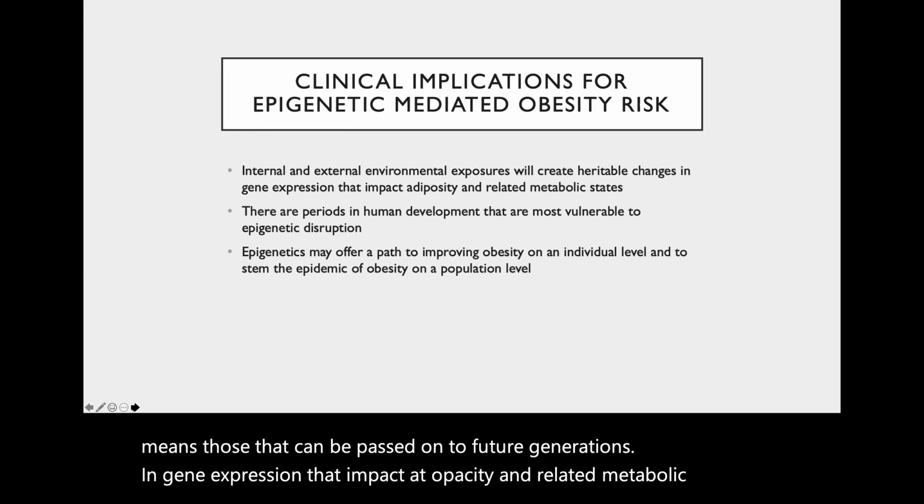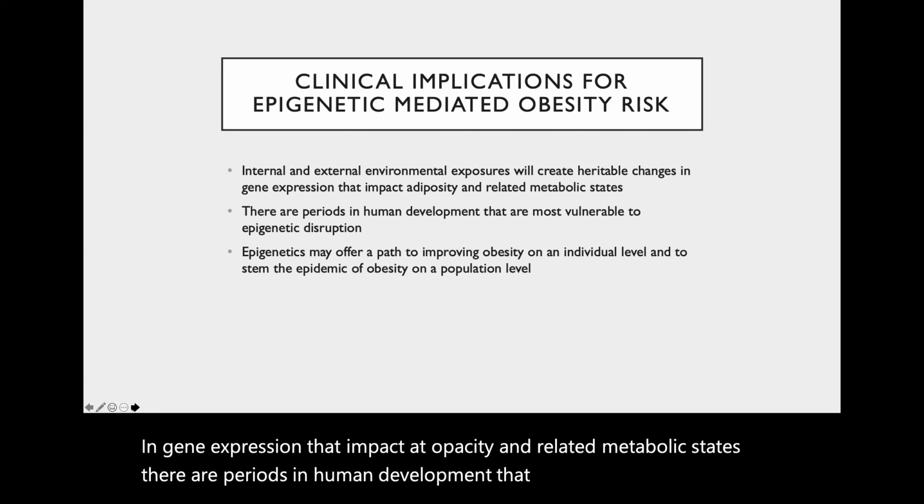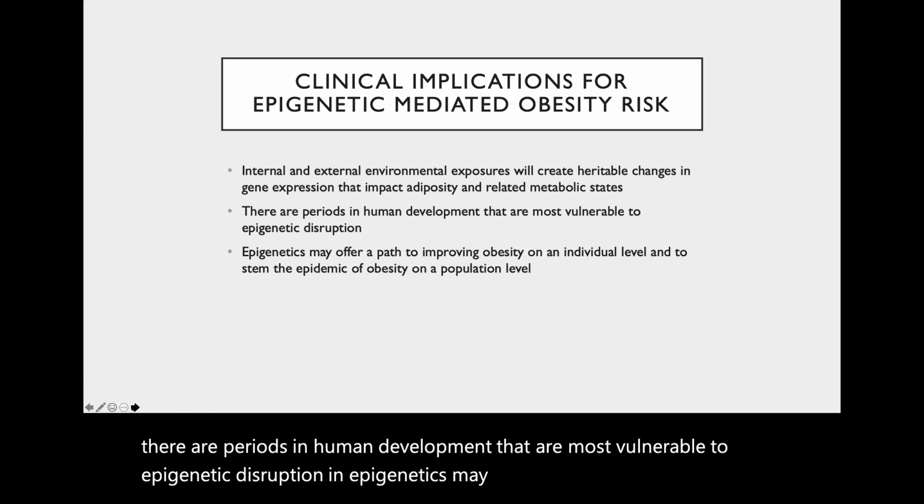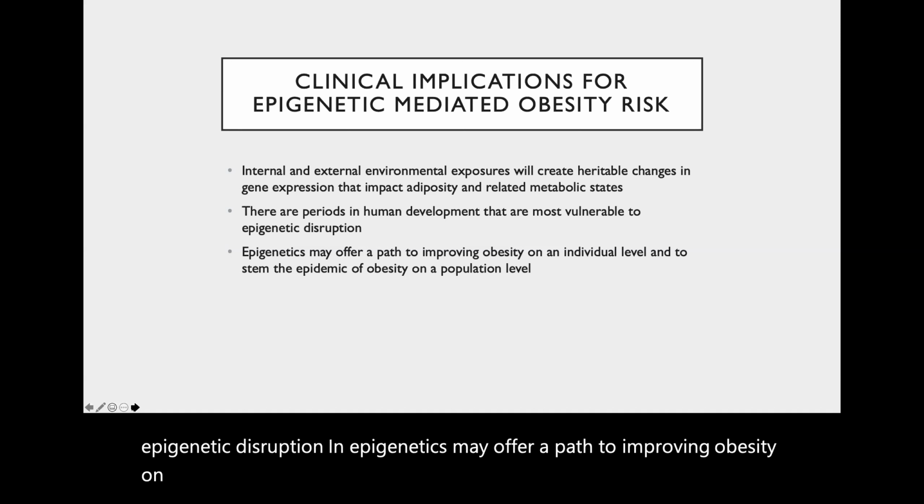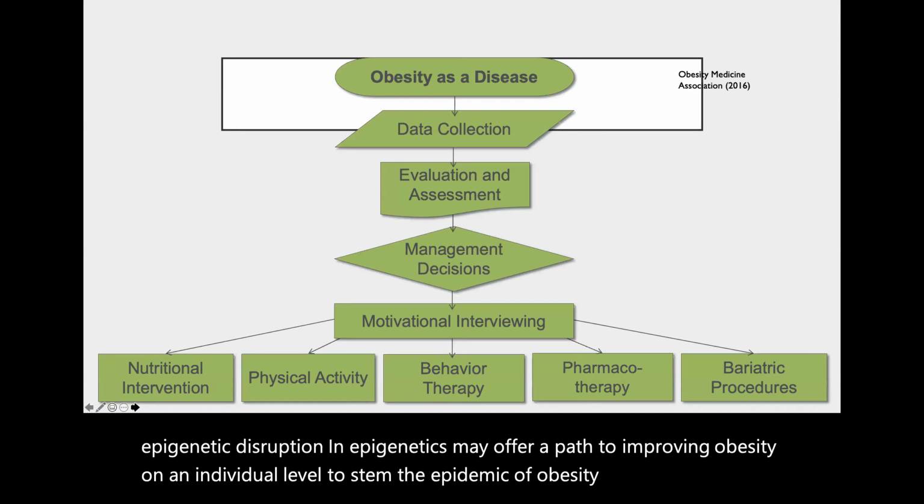There are periods in human development that are most vulnerable to epigenetic disruption. And epigenetics may offer a path to improving obesity on an individual level to stem the epidemic of obesity on a population level.